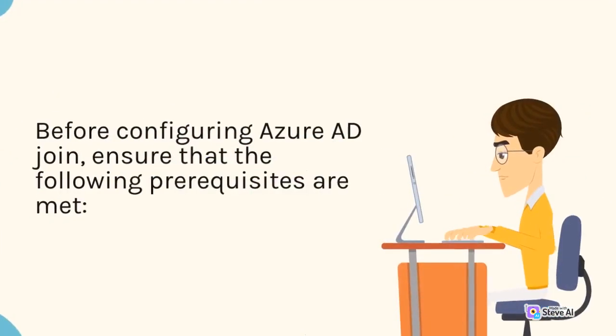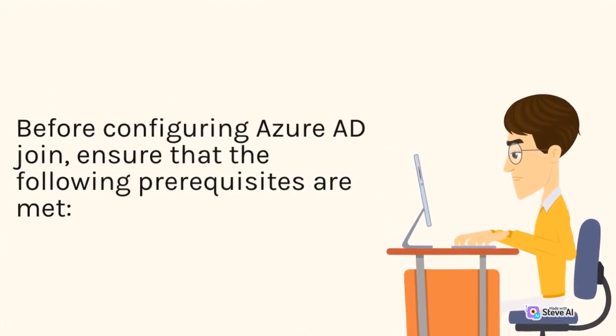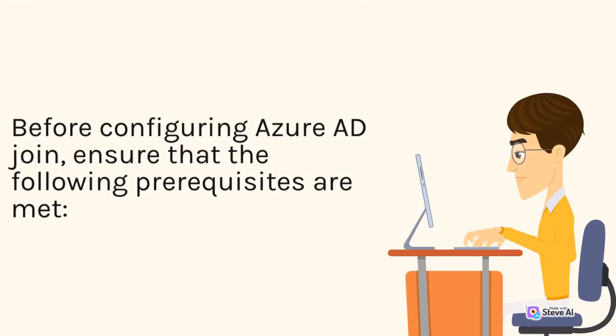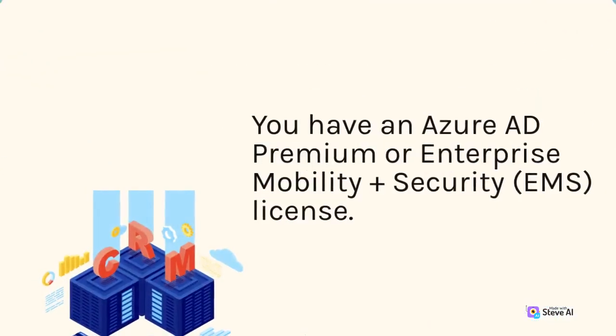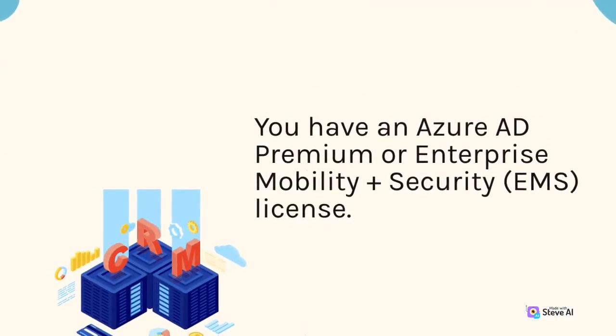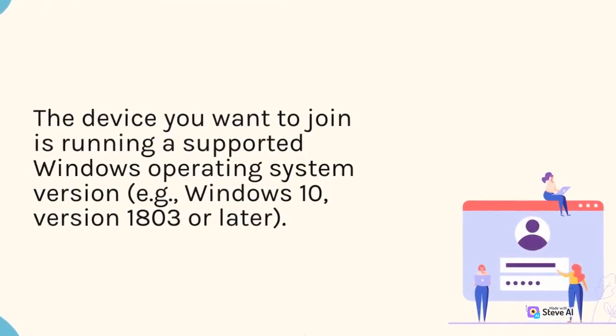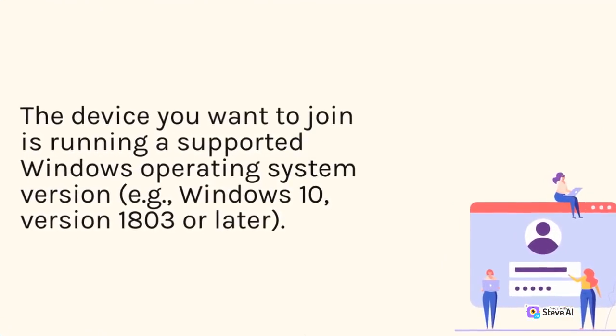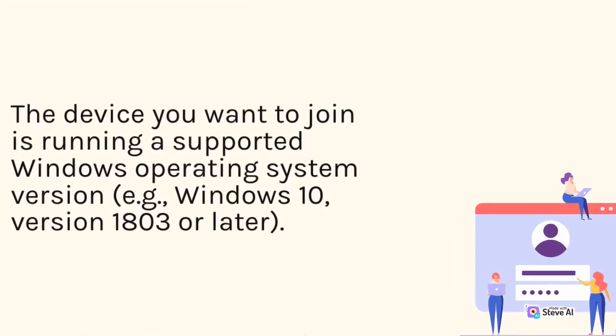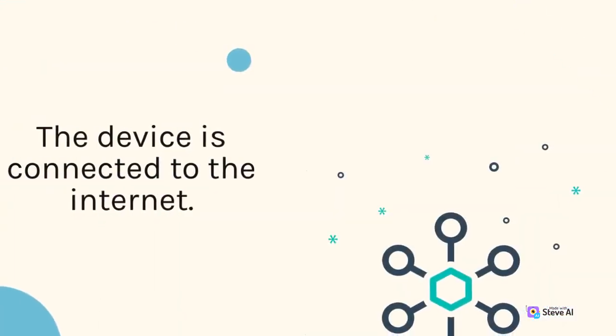Before configuring Azure AD Join, ensure that the following prerequisites are met. You have an Azure AD Premium or Enterprise Mobility Plus Security (EMS) license. The device you want to join is running a supported Windows operating system version, for example, Windows 10, version 1803 or later. The device is connected to the Internet.